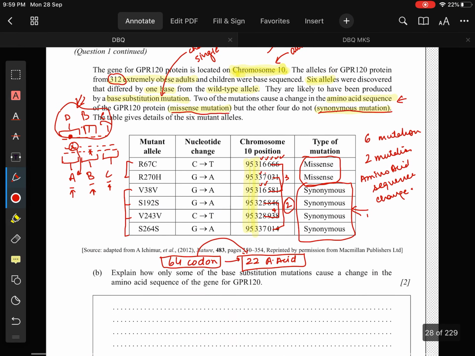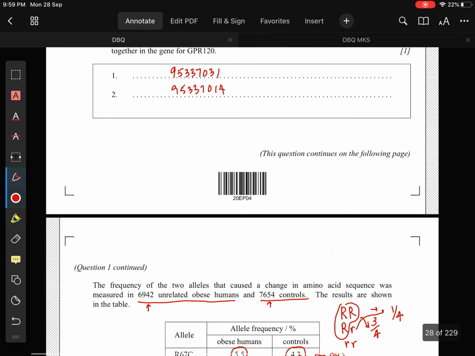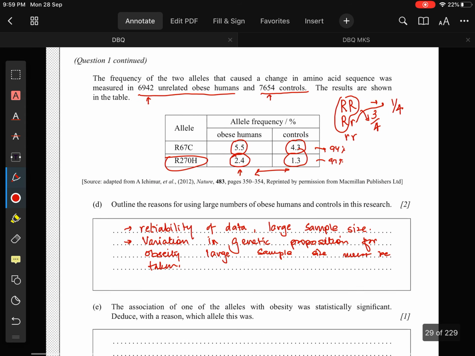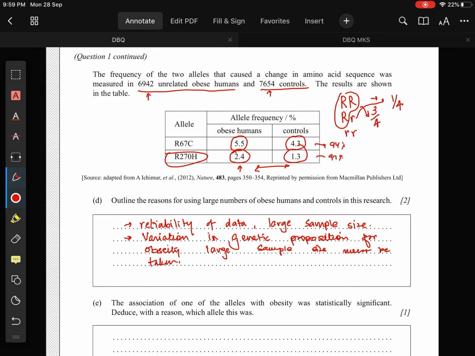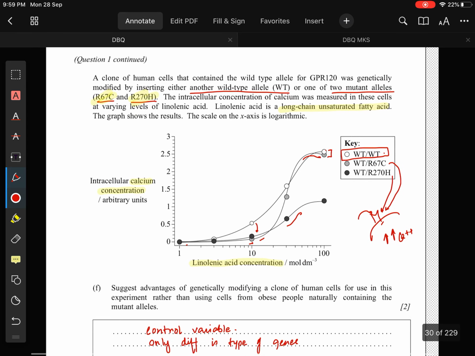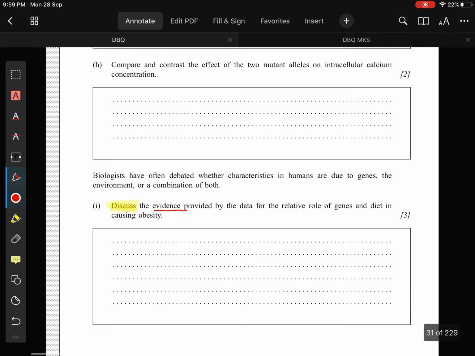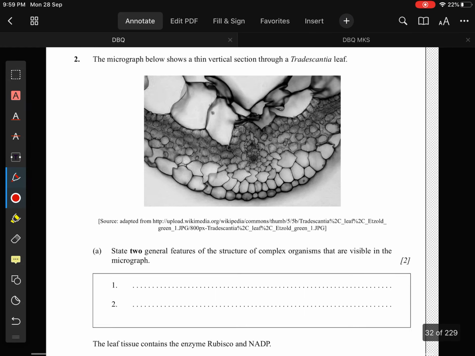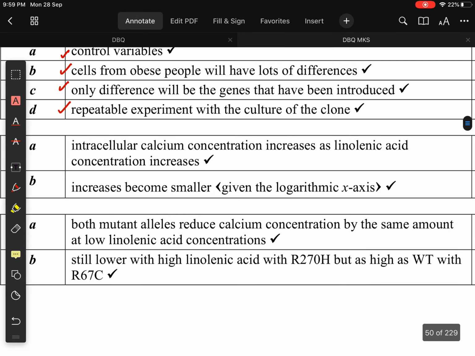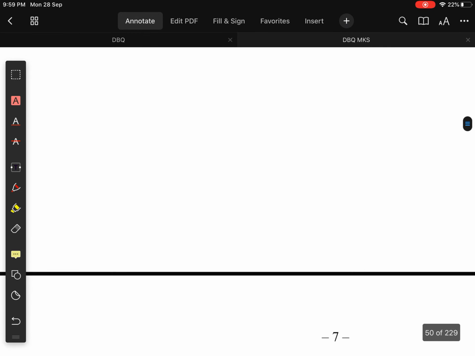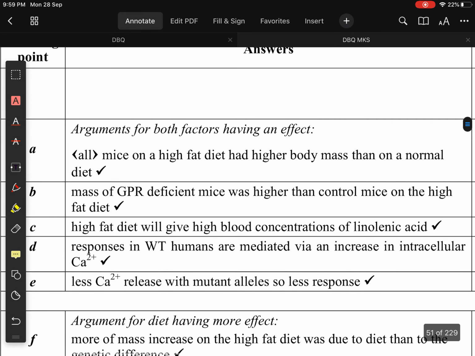So when we look at the high fat diet, given that the body mass increases, it indicates that an external factor is affecting the body mass. That is the first evidence. Then you can talk about obese humans and the percentage change in allele frequency; that is genetic. So here we are talking about genetic evidence. This one also you can talk about as genetic evidence, because we are using the mutant gene. Any point you can discuss along with the evidence. So let me show you the answers.